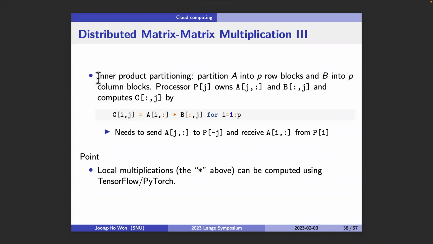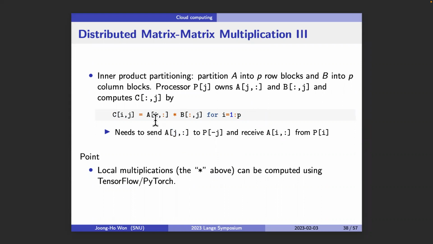And the final one is inner product partitioning, which partitions A into row blocks and B into column blocks. Then processor J owns the jth row block of A and the jth column block of B, and computes the jth column block piece by piece by running this, say, basic code, multiplying these two pieces. And to do this, it needs to send those parts of A between the processors.